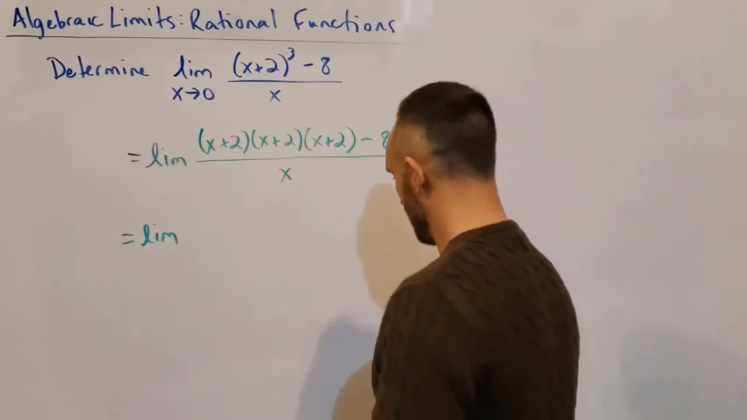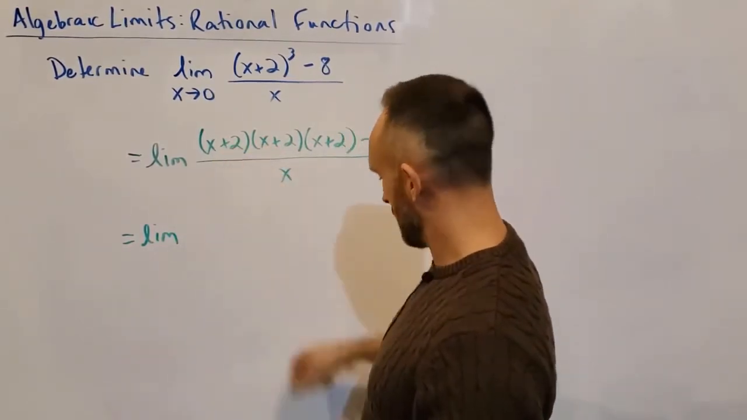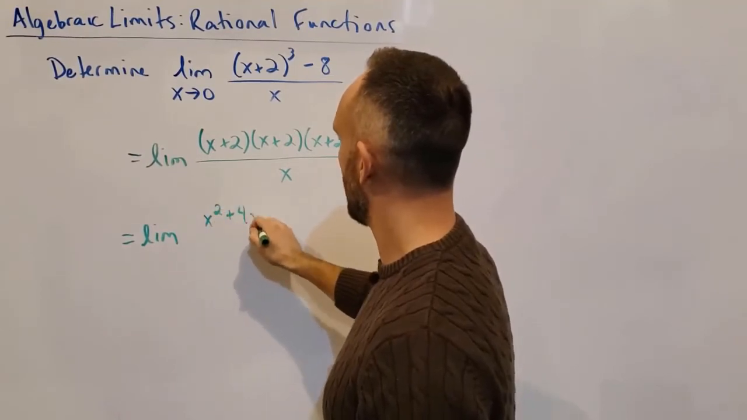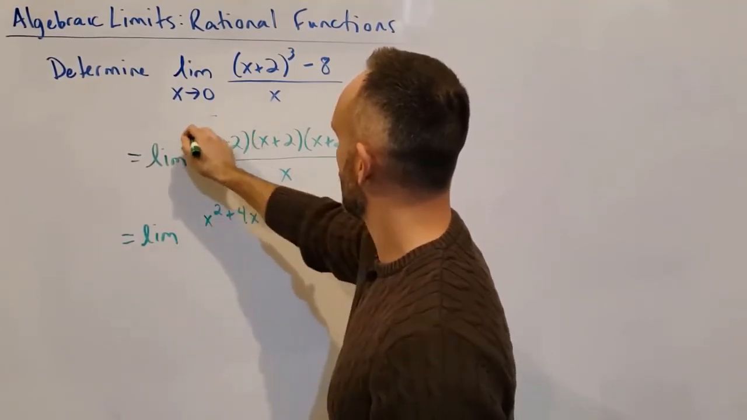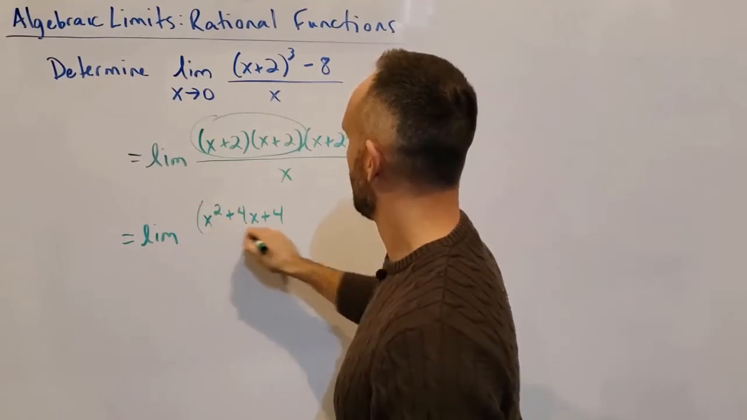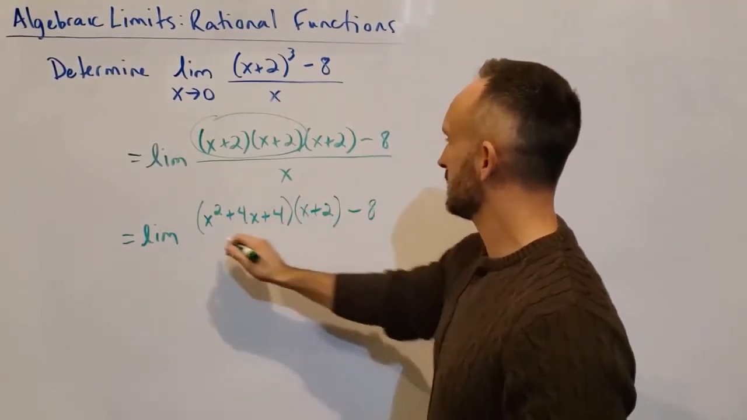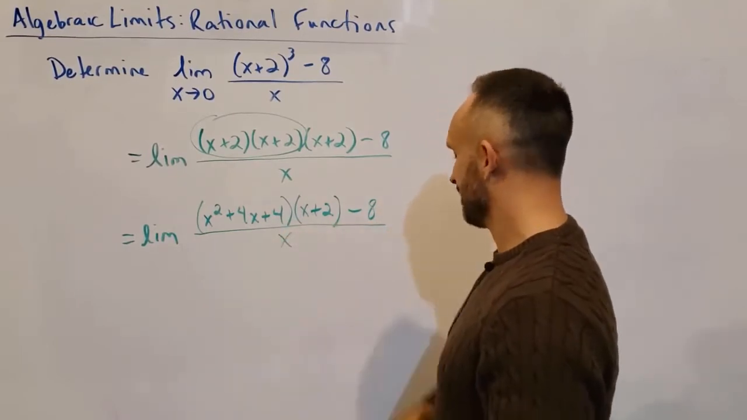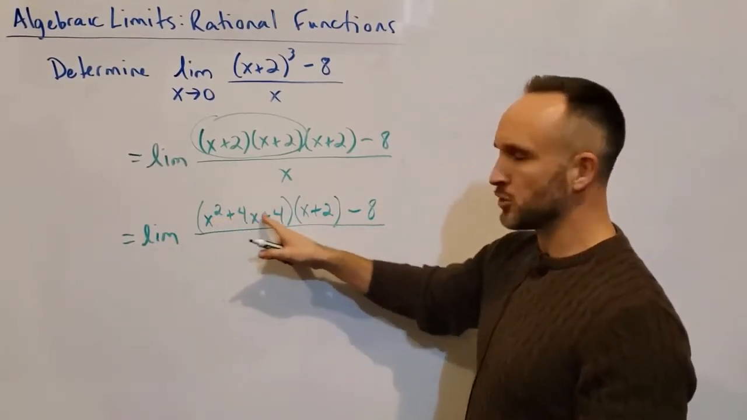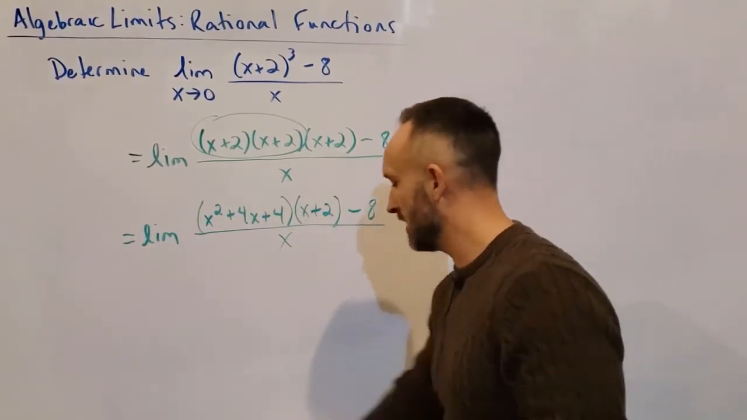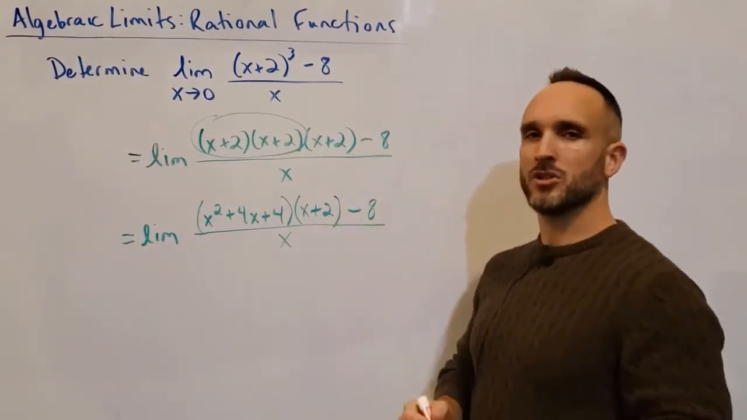Let's start by multiplying x plus 2 times x plus 2, which gives us x squared plus 4x plus 4. So we're just doing this part for now. We still have to multiply that by the remaining x plus 2, and we still have to subtract 8, okay? Now I'm going to multiply the trinomial x squared plus 4x plus 4 by the binomial x plus 2, but I'm going to do it strategically.